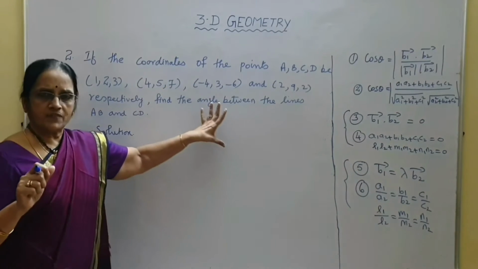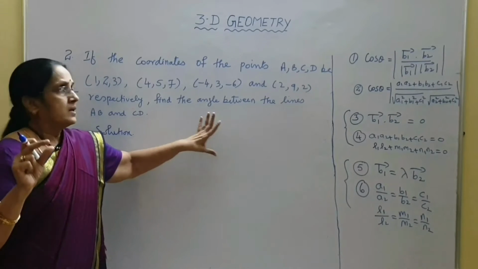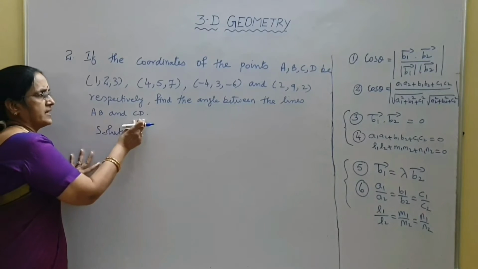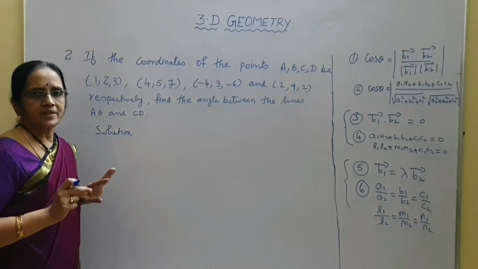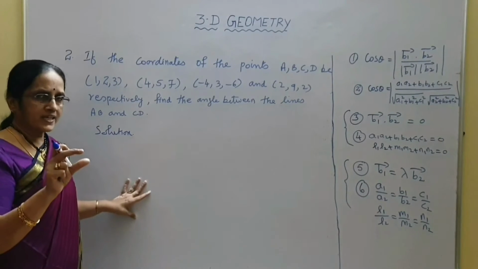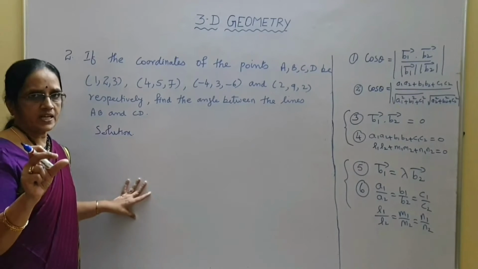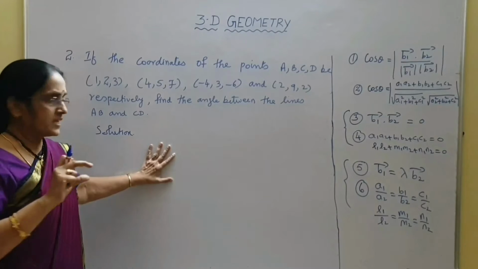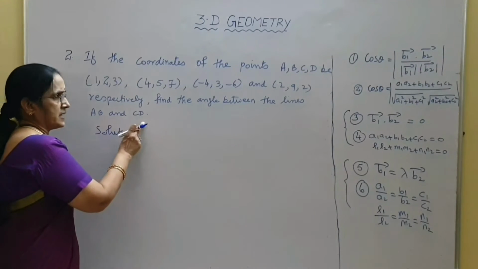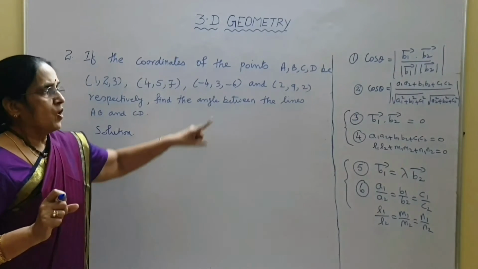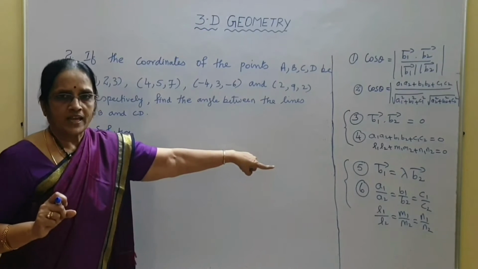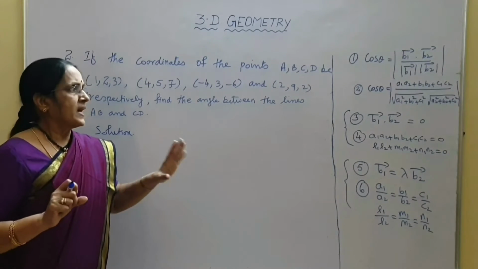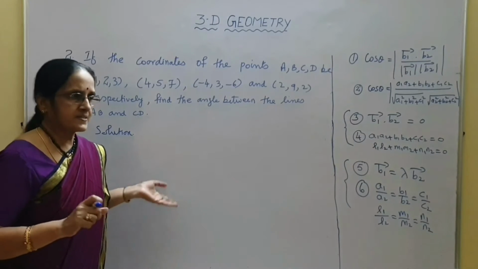Since the points are given to you, you can always find out the DRs of AB and the DRs of CD. Once you find out the DRs of AB and DRs of CD, then to find out the angle between these two lines AB and CD, we can use the formula what I have written over there. The relevant formula we have to choose. Okay, and then we can conclude our answer.